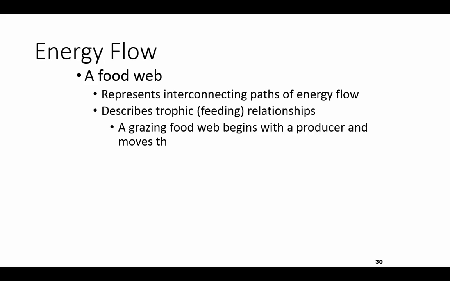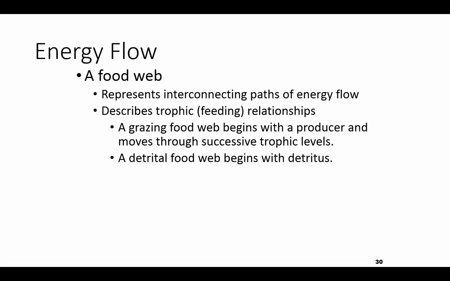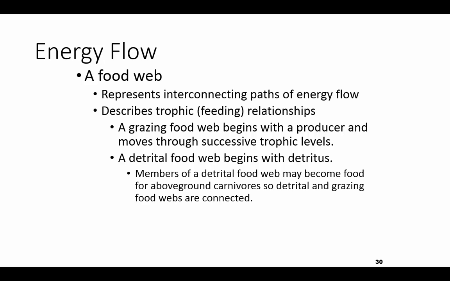You have grazing food webs that start with the producer and then move through the different levels of consumers. And then you have a detrital food web that starts when the organism dies. Some of the members of the detrital food web can be part of the food that feeds the above ground carnivores. So these two different types of food webs, detrital and grazing, are actually connected to each other.